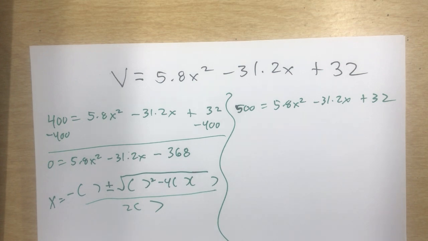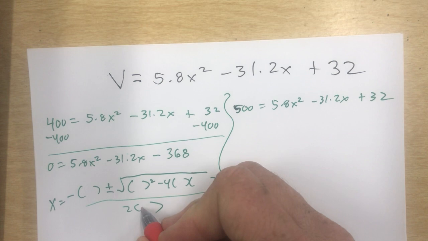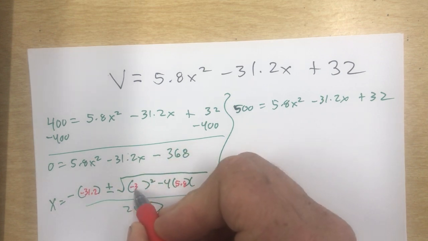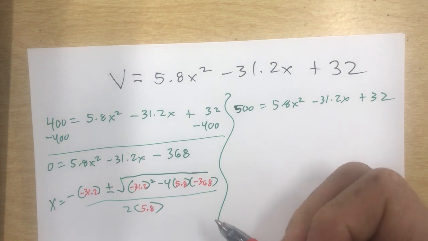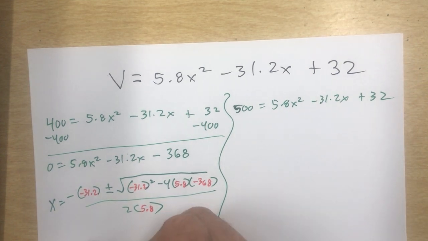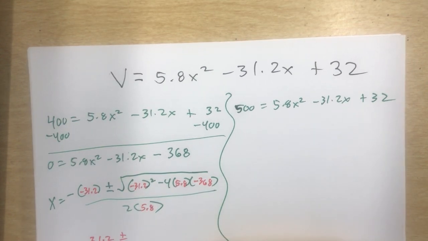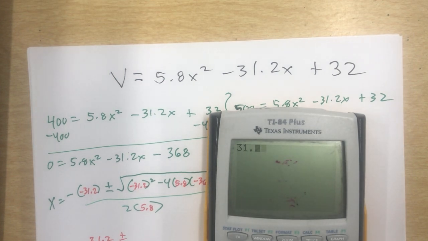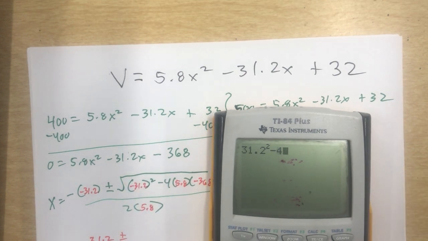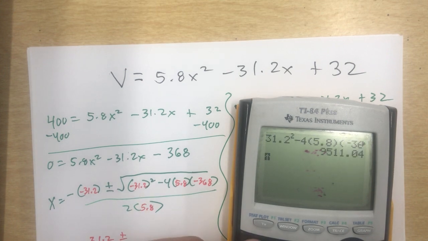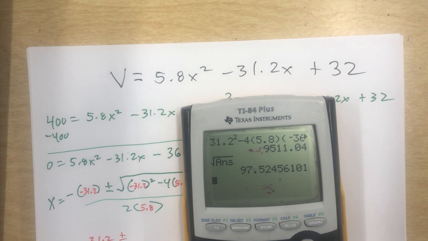All right, so let's go Christmas here with red and green. My A is 5.8 right here. My B is negative 31.2. And my C is negative 368. All right, which gives me this. Positive 31.2. Down here I got 11.6 plus or minus. All right, let me put this in the calculator here. 31.2 squared. I'll just put positive since it's squared. Minus 4, and then 5.8, and then the negative 368. And that gives me this. Do the square root of that answer. All right, 97.5245.